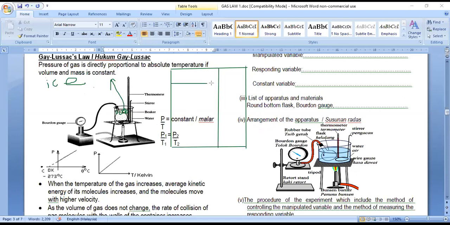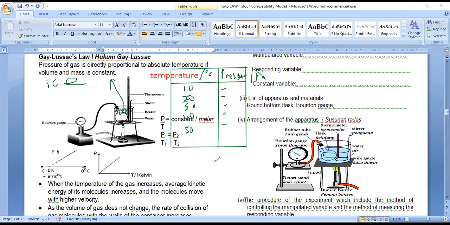Okay. So the first column will be temperature, in degrees Celsius. The second column will be pressure, in Pascal. So let's say when the temperature is 10 degrees Celsius, because you put ice, record the pressure. Then 20, 30, 40, and 50. So you record the corresponding pressure reading.